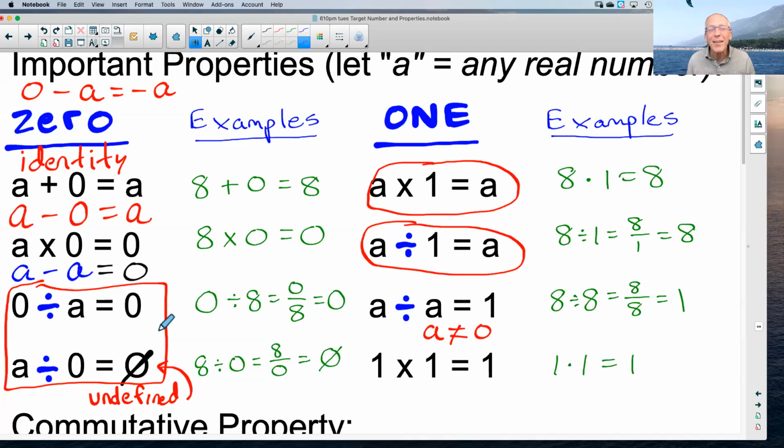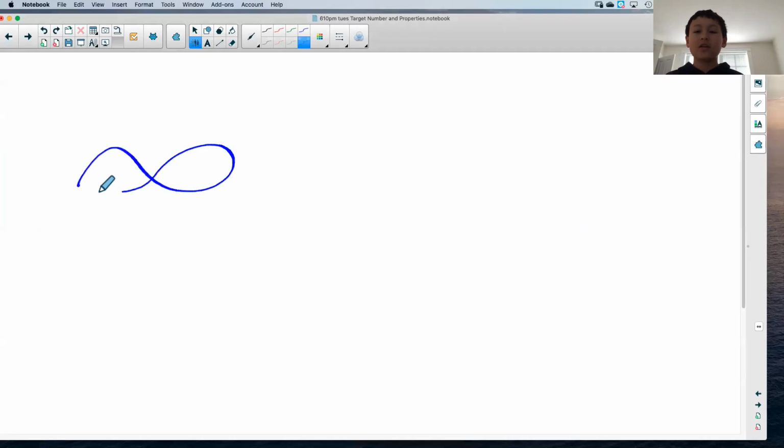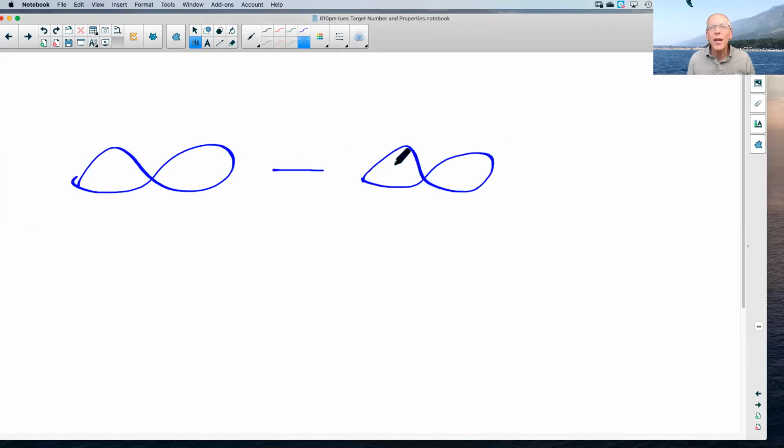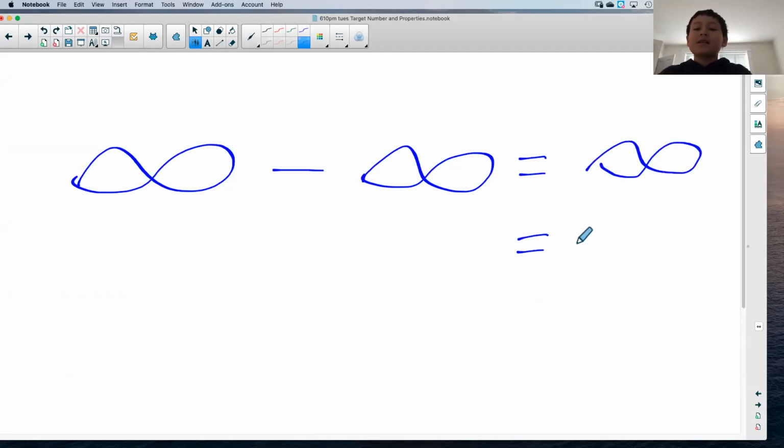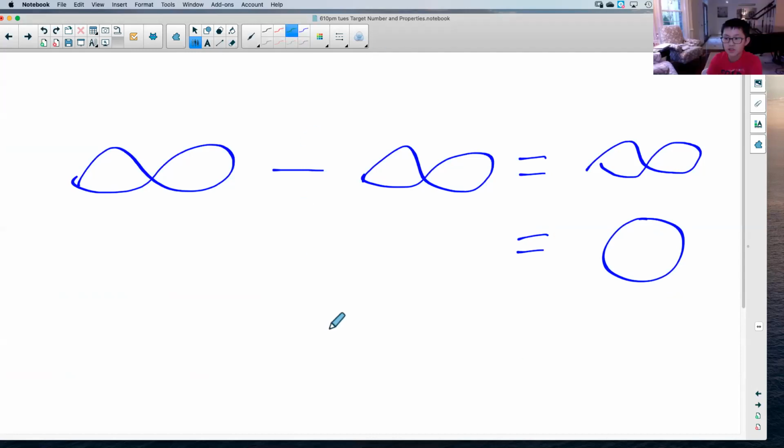And guess what? It doesn't work for a certain number or a certain concept. Infinity? What do you guys think of infinity minus infinity? It's infinity because infinity goes on forever. So it's like you said, infinity or undefined. A has to be a real number.